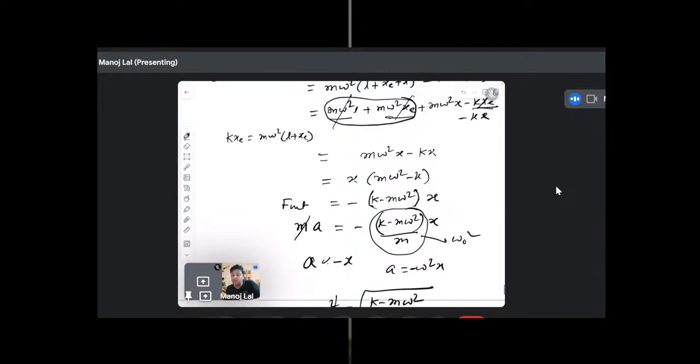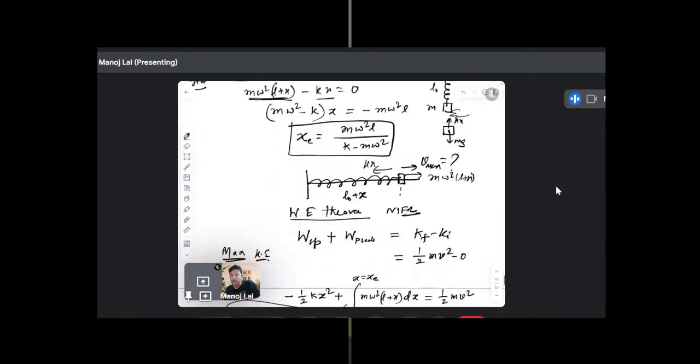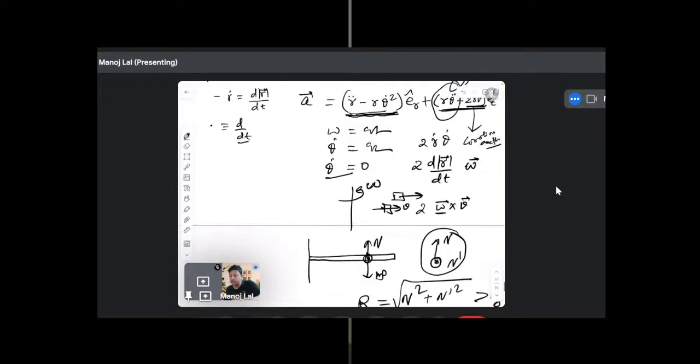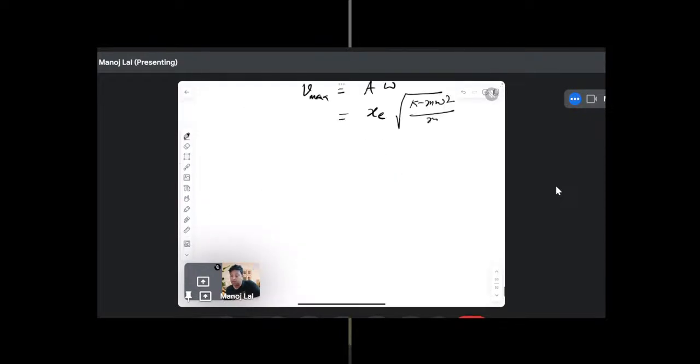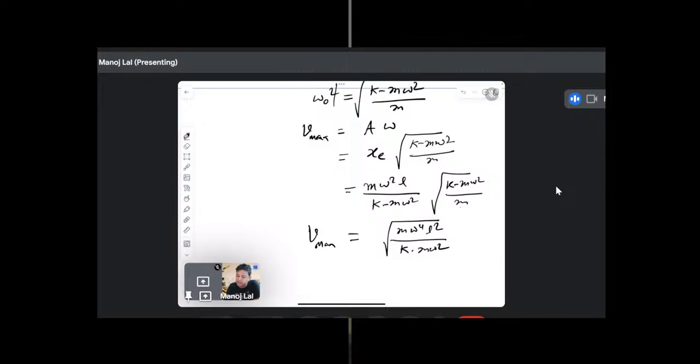And the value of x e you got: m omega square L upon (k minus m omega square). So you put this value there. That will be m omega square L upon (k minus m omega square), and this is root of (k minus m omega square) upon m. So this m and this m, it will be root of m omega to the power 4 L square, I can say, over (k minus m omega square). So I got this.